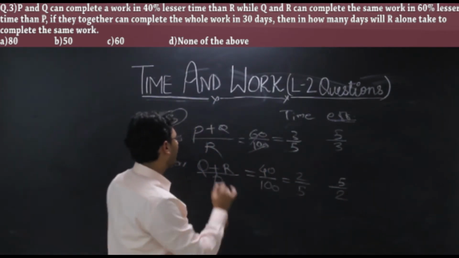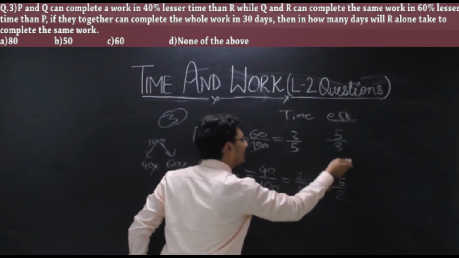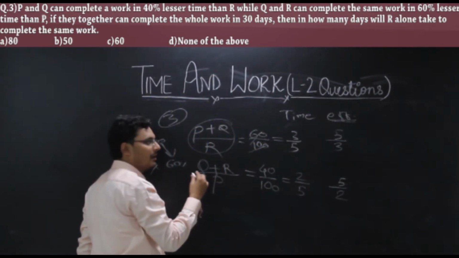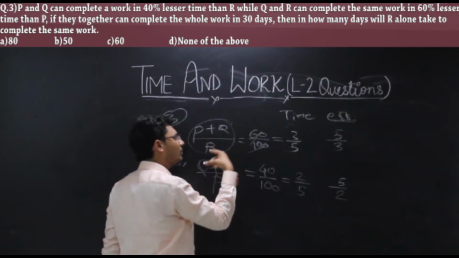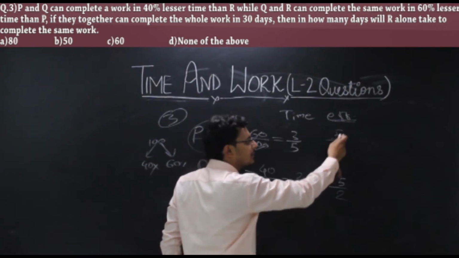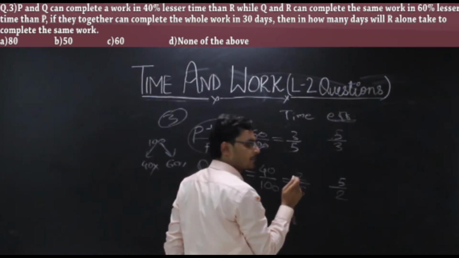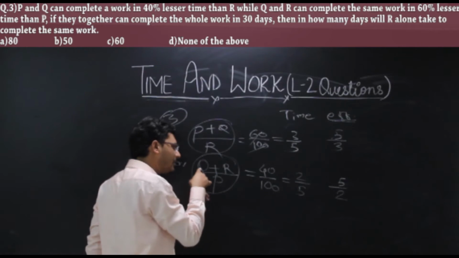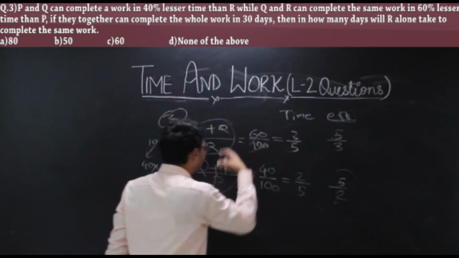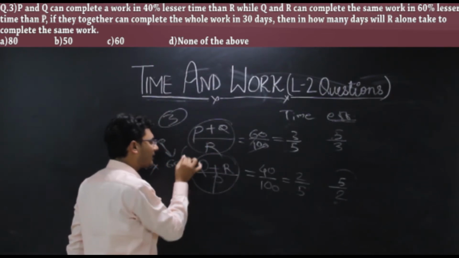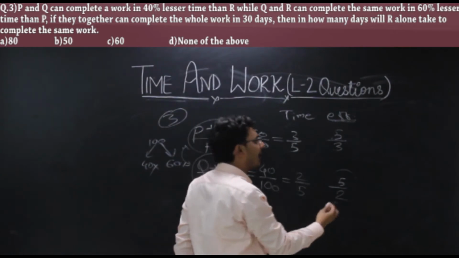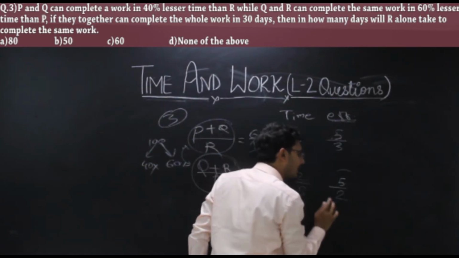If I see now, what is this 5 plus 3? 8. It is the total work done by P plus Q plus R. If I take the total efficiency of P plus Q plus R, P plus Q would do 5 units of work and R would do 3. The total would be 8. In this case, same P plus Q plus R, but here it is 5 plus 2, 7. But these two values have to be constant because both are P plus Q plus R. So I need to do some adjustment here, as here the total is 8 and here the total is 7.